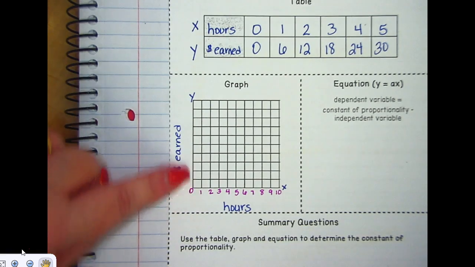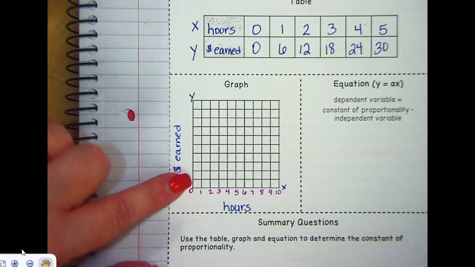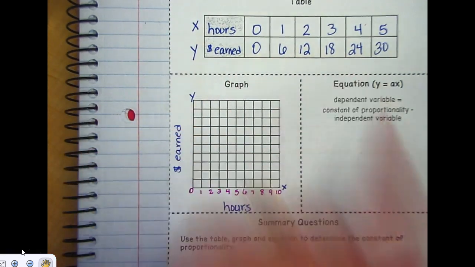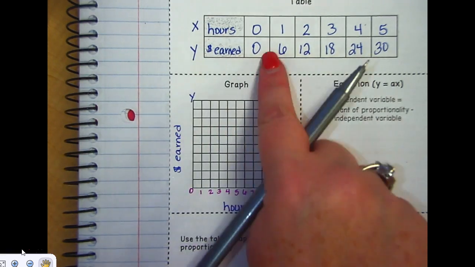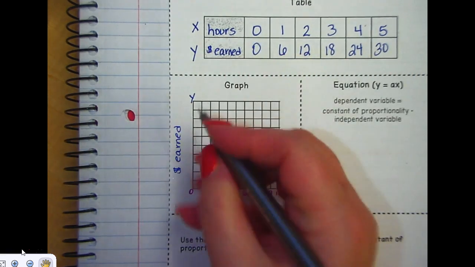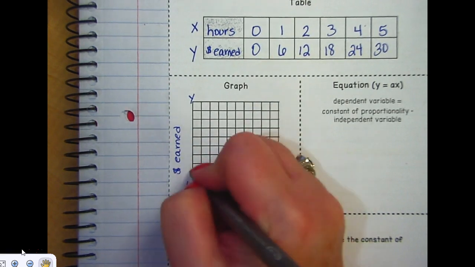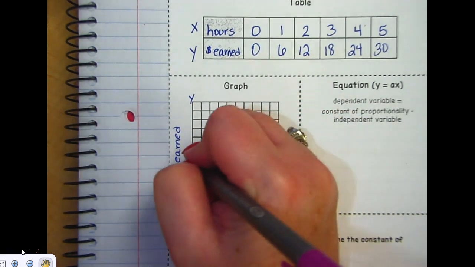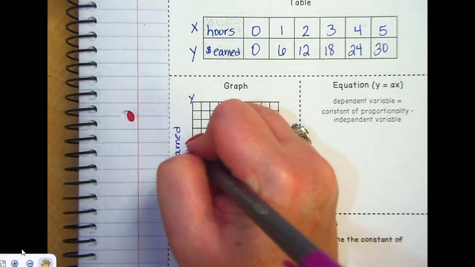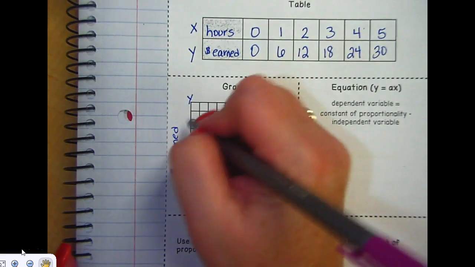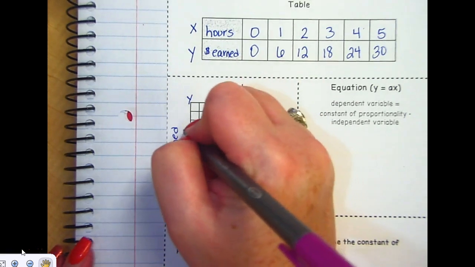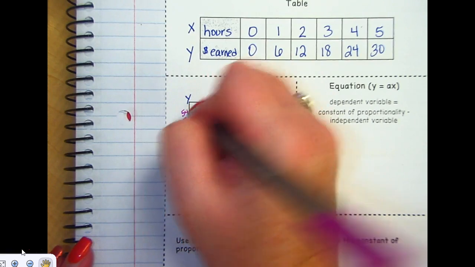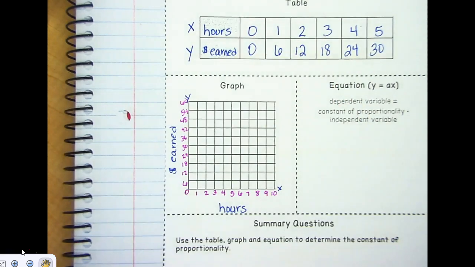All right. Money earned. 0. What numbers go up here? 6, 12, 18. So you can use your units here to mark those. 6, 12, 18, 24, 30. I could keep going. 36, 42, 48, 54, and 60.